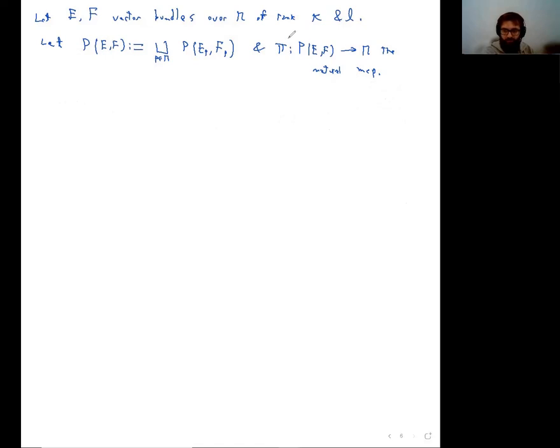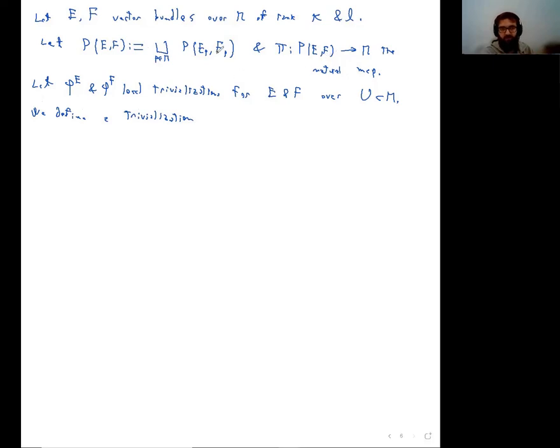So let's see how all these base changes work on this. So how the transition functions change. So let's take phi_E and phi_F, local trivializations for E and F over the same set U. And of course, what we want to do now is to define a trivialization for P of E, F over the same set U. Because we still have to show, of course, that this is, in fact, a vector bundle. For now, it's just a bundle, we don't even know the transition function. So it's just a submersion.